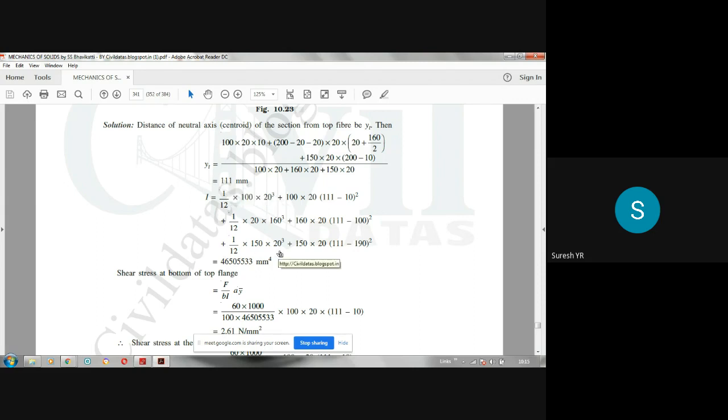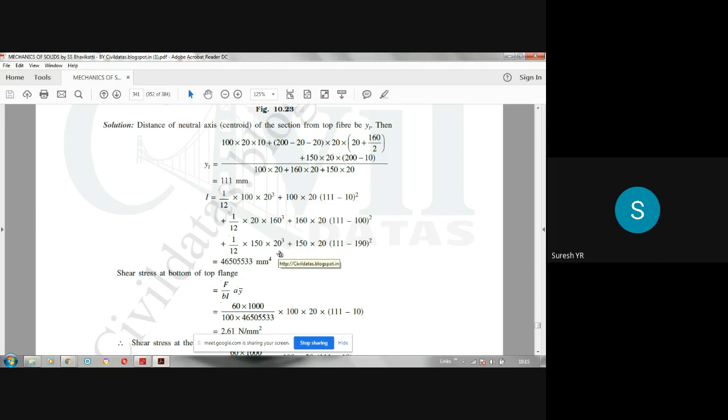When they give an I section or T section, you have to calculate the I value. For standard sections you will already know it. For a rectangular section, I is BD cubed by 12. For a circular section, I is pi d power 4 by 64. And for a triangular section, you have BH cubed by 36. Those formulas you know already.